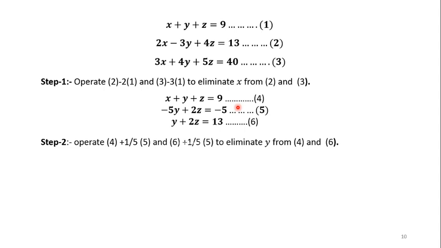Now we come to step number 2. Operate equation 4 plus 1 by 5 times the fifth equation, and equation number 6, adding 1.5 times the fifth equation, to eliminate y from 4 and 6. We want to cancel y from 4 and 6, therefore we are using 5. That is, this is the equation to be obtained.